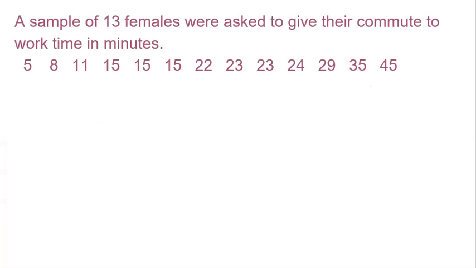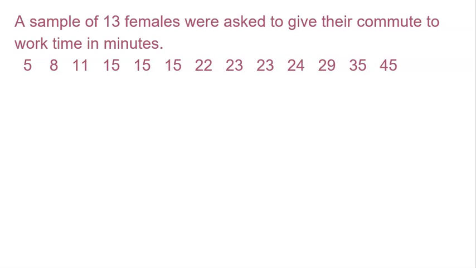So I have a sample of 13 females, and I asked them to give me their commute times to work. So how long does it take you to get to work? One way, home to work, how long does it take you to get? And these are the 13 times I got, going all the way from 5 minutes to 45 minutes. So, the summary statistics are values that can tell me something about this data.